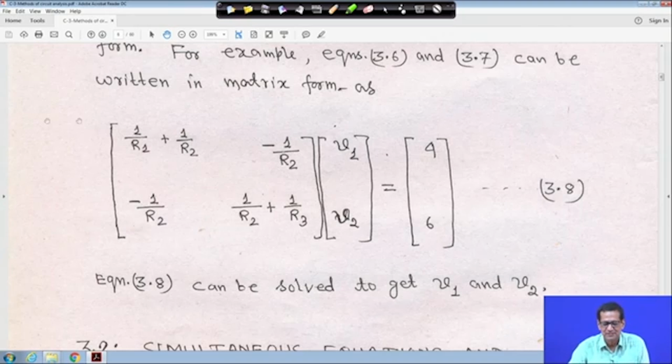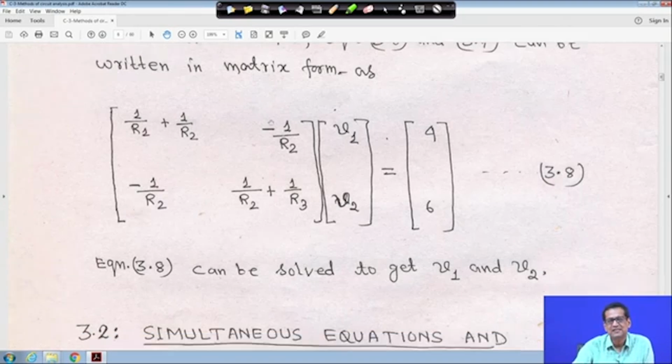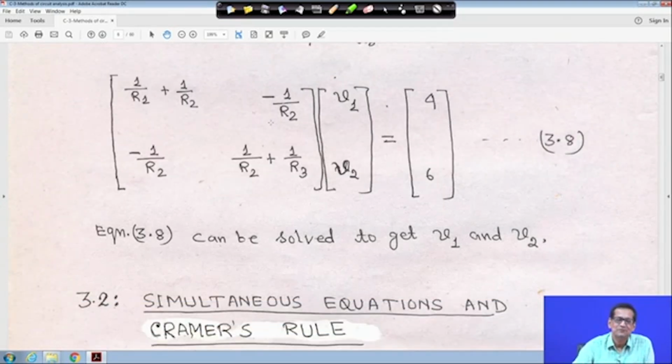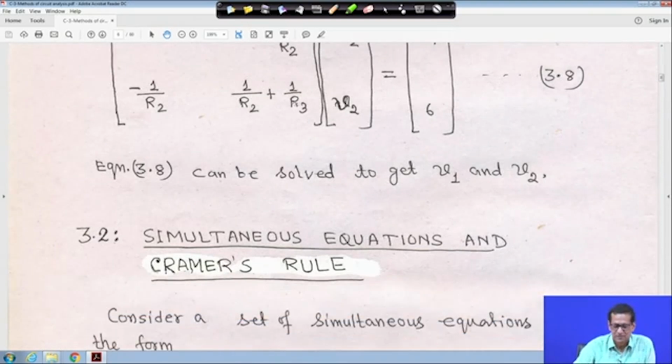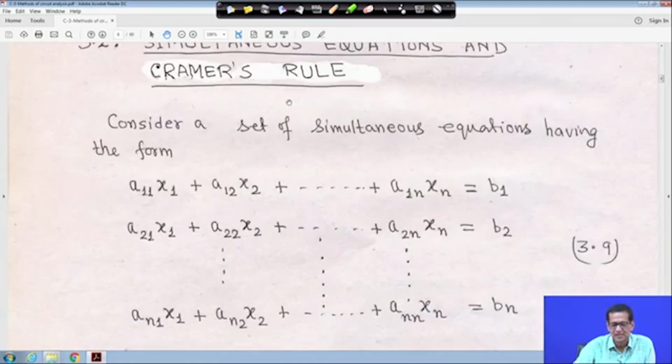So just Cramer's rule we will discuss here, and one small technique I will show you which is valid only for a 3 into 3 matrix. So this is simultaneous equations and Cramer's rule. A little bit of idea is required for circuit theory analysis, so that's why I have taken this small mathematics.